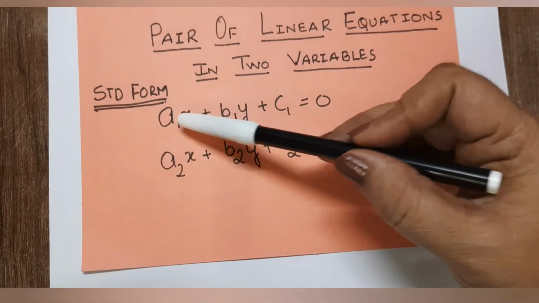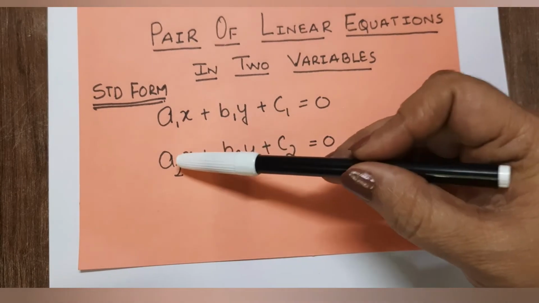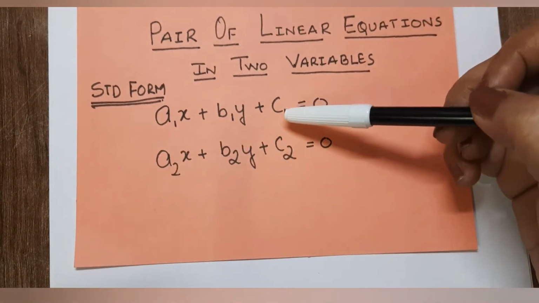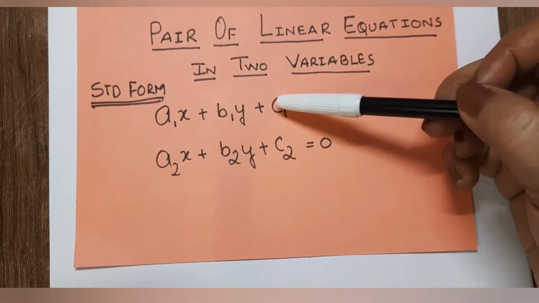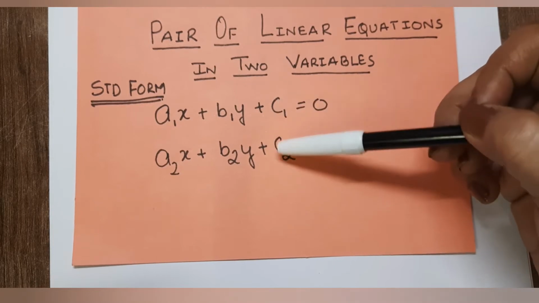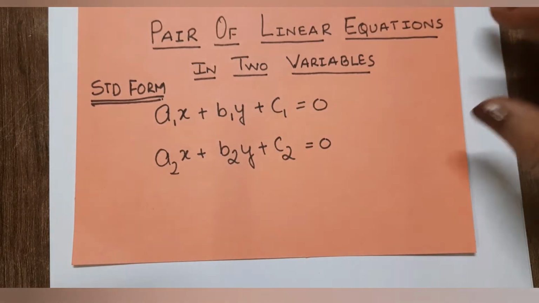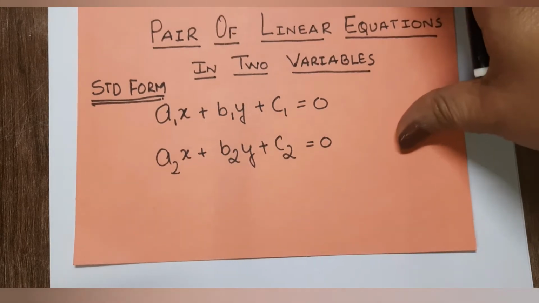Here we have taken a1, b1 and c1, a2, b2 and c2, which are numerical coefficients, just to make the difference between the two linear equations. To solve, we have certain conditions. We have to follow those conditions.